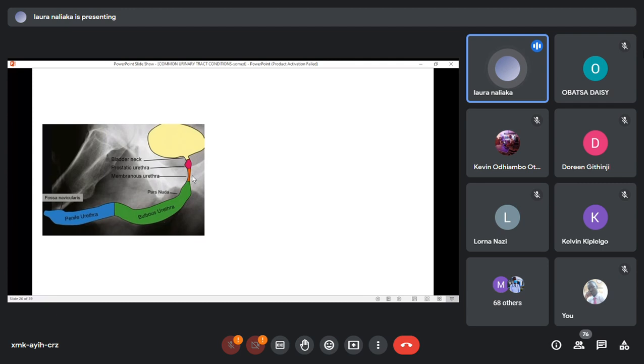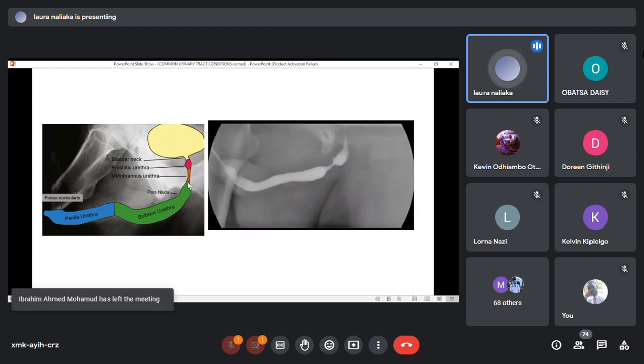Usually the most injured part is the membranous because it's next to the pelvic bone. So any pelvic trauma hits the pelvic bone and it gets injured. And actually it's the thinnest of all, as you can see even from the diagram. So it easily tears, easily gets strictures, easily gets injured because of the position and the size. So this is an ascending urethrogram of a male patient, of course.